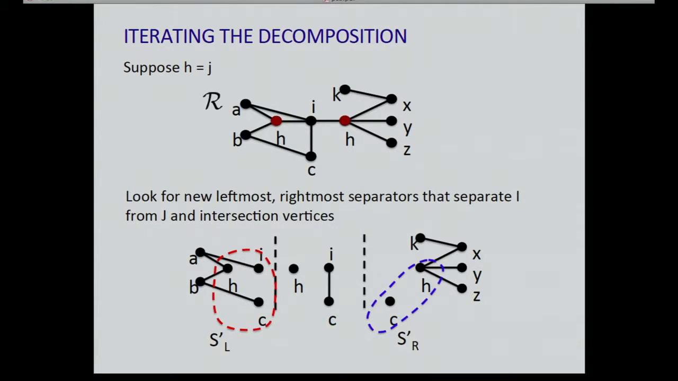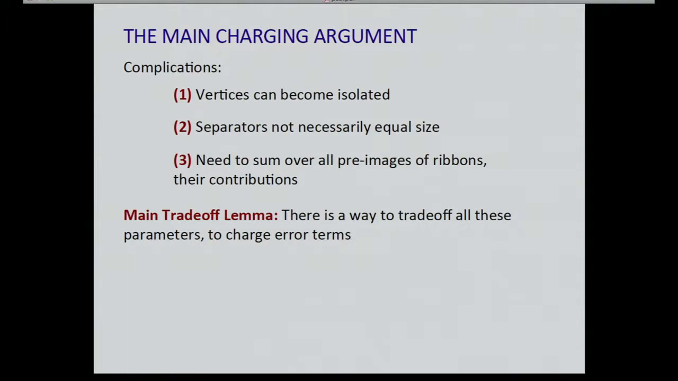So instead you look for separators that separate I from the repeated vertices and from j, and similarly. And that gives you a new term in your decomposition, and it turns out that you can charge these error terms against everything else that's going on in the decomposition. So there are a number of problems with this, but I won't get into that.